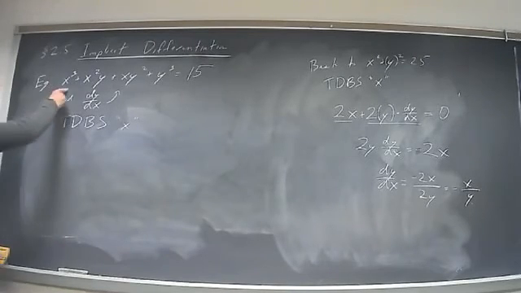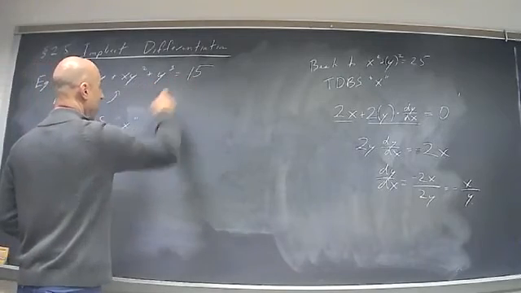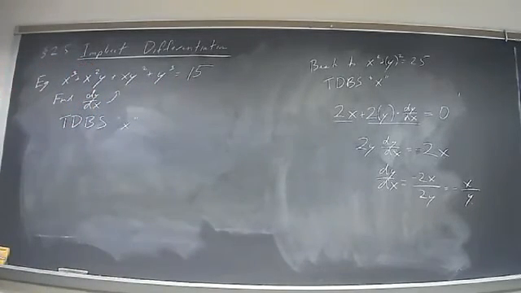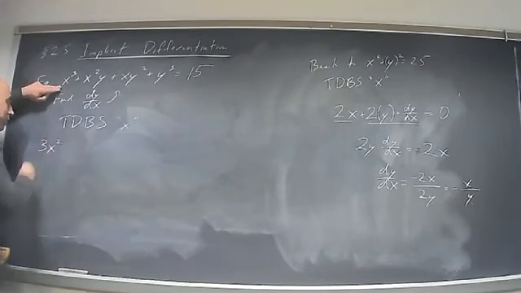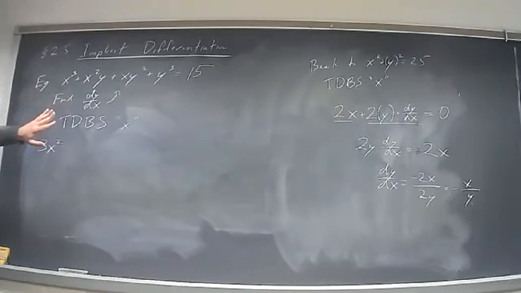We have 1, 2, 3, 4 terms on this side and 1 on that side. So the first term should be easy. That's just got x's in it. So derivative of x cubed, 3 times x to the 3 minus 1, 3 times x squared. That at this point should be easy for you.